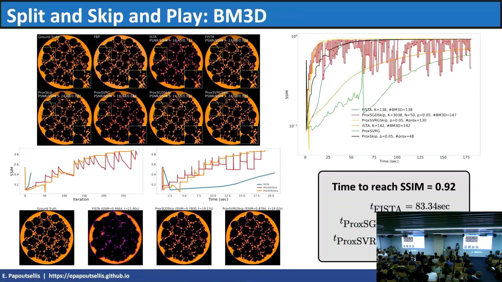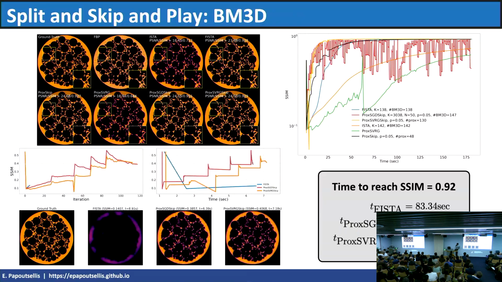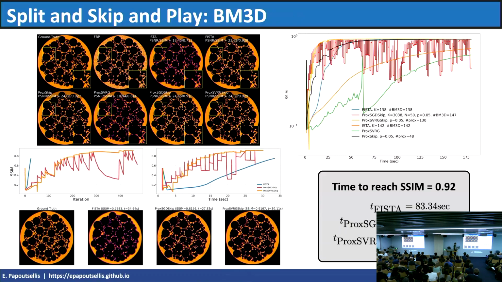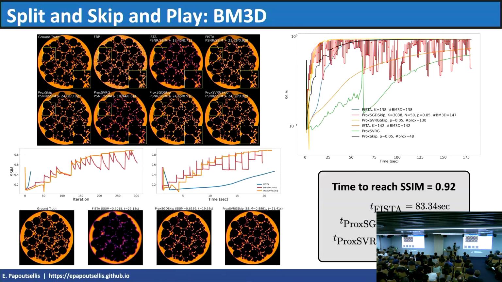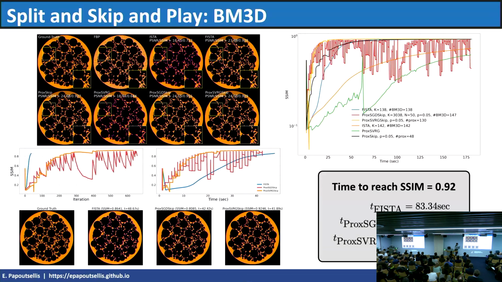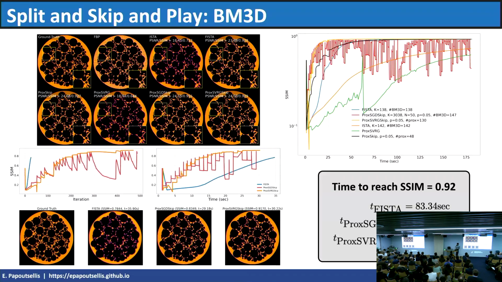And here is the BM3D example. As you can see on the left, if we compare SSIM with iteration, we see why FISTA is called FISTA. It's fast in the beginning, but it's totally opposite when we compare SSIM with respect to time.